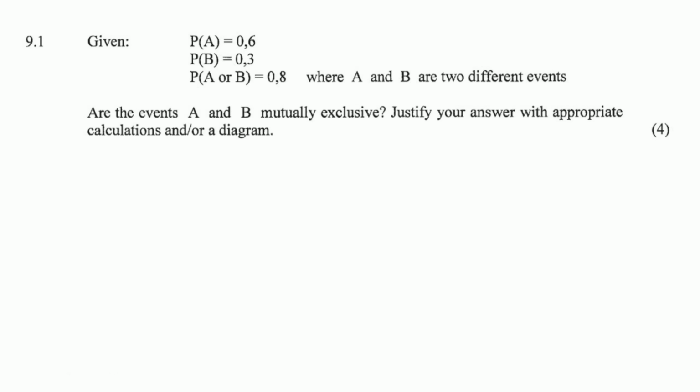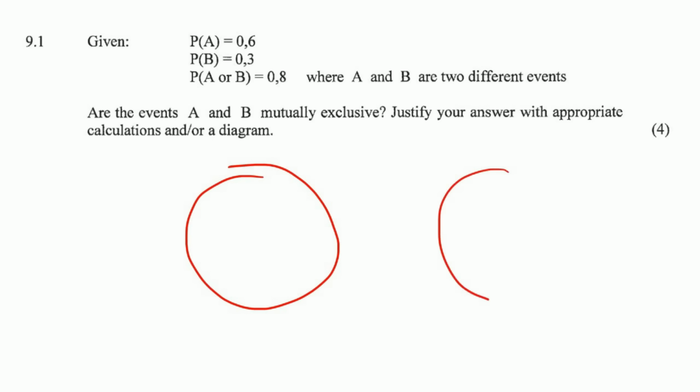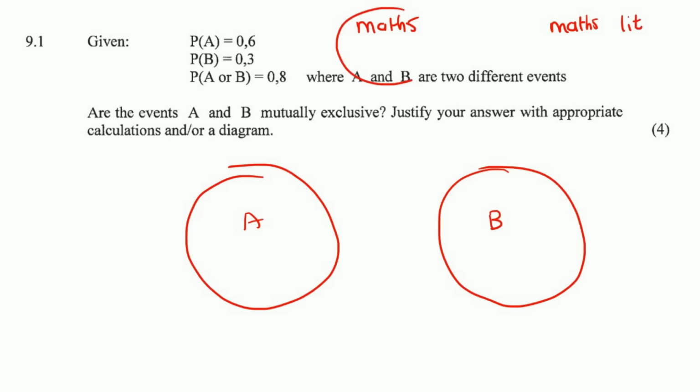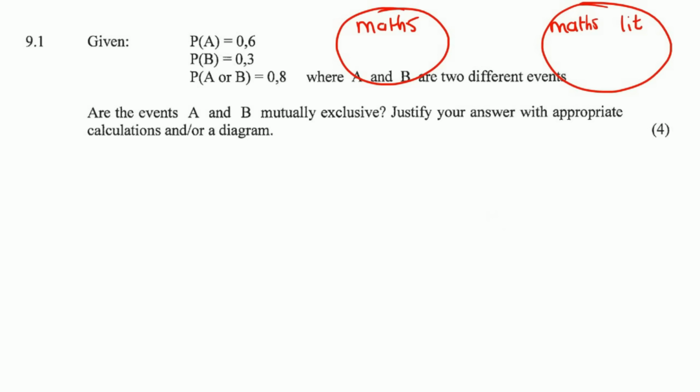Okay, let me explain. Mutually exclusive looks like this. That is what mutually exclusive is. It is two events, A and B, that cannot happen at the same time. For example, you cannot have someone who does maths and maths literacy. People who do maths and then people who do maths literacy, but you can't have people who do maths and also do maths literacy at the same time. Okay, that is what mutually exclusive is.